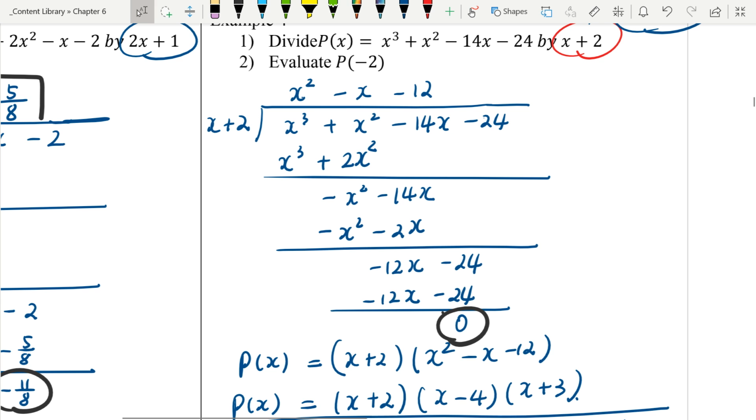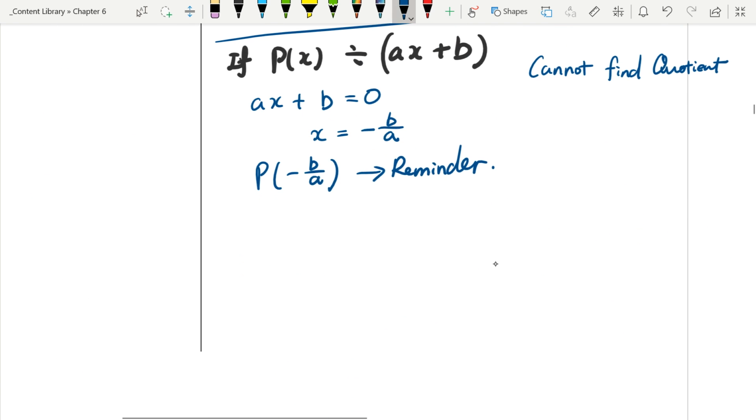Okay, now I'm going to introduce a method which gets both advantages, which is shorter, and you can see the whole thing. Okay, synthetic method. So this is a method, don't ask me why. This is a short version of long division. Don't ask me why, I know how it works, and you just need to remember how it works, and how you read from that table.